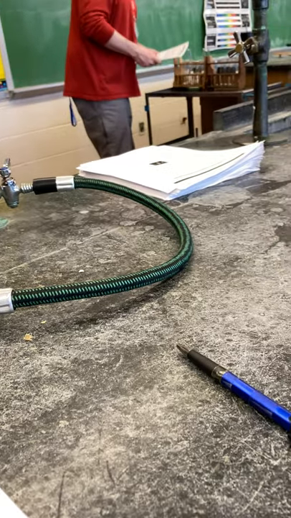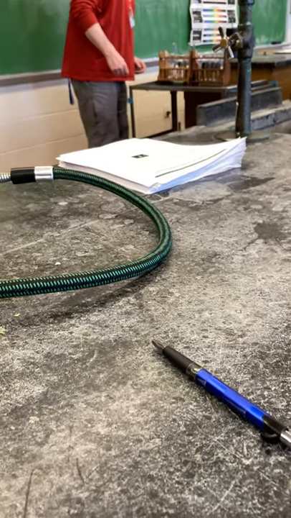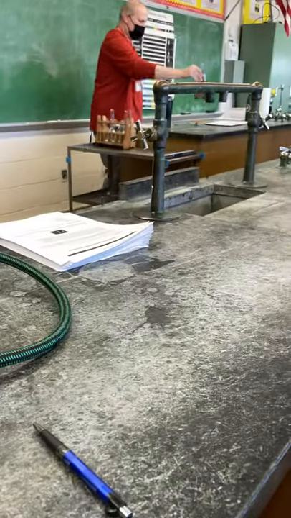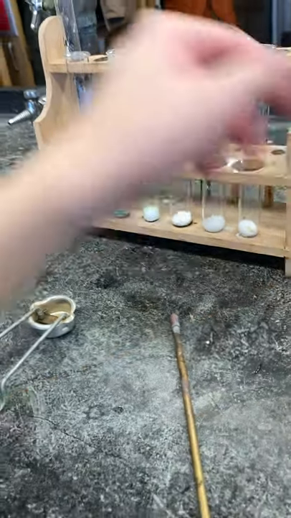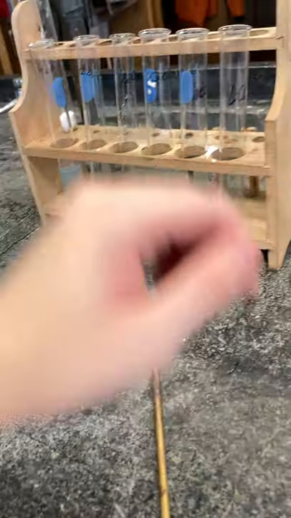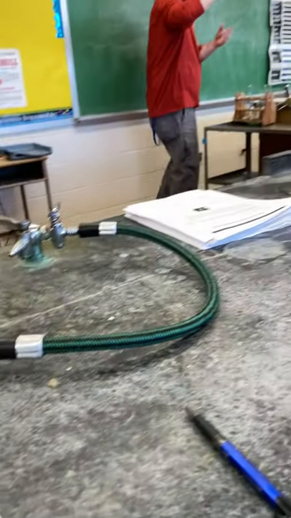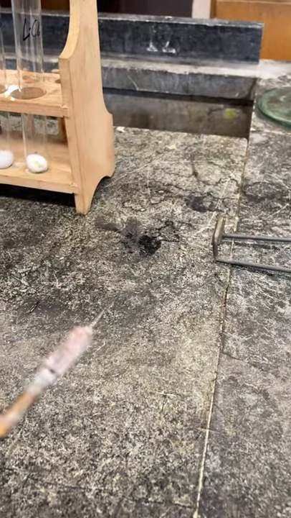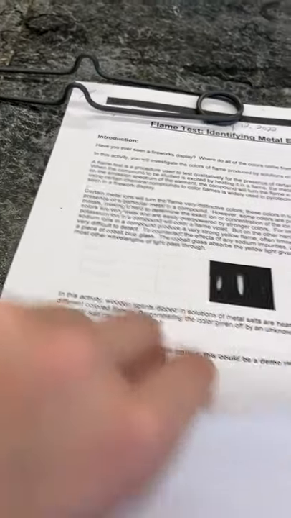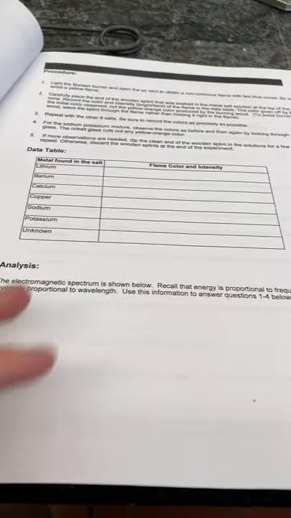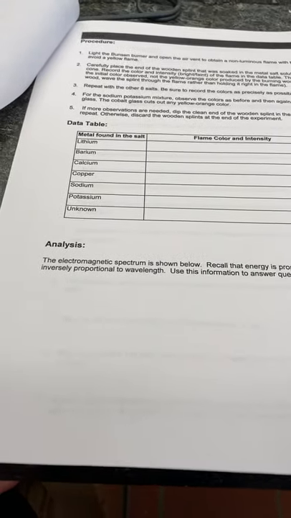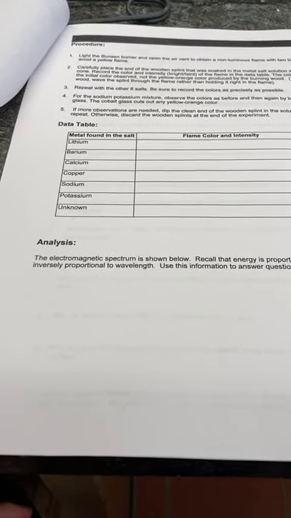To keep things moving, you have a lab set up that looks something like this, though yours is probably a little crustier and dirtier because of some mixing and matching, which is pretty cool. This is the wire loop. When we look at the procedures on the next page, they say to use the wire loop. So we get our Bunsen burner lit. There's my Bunsen burner.